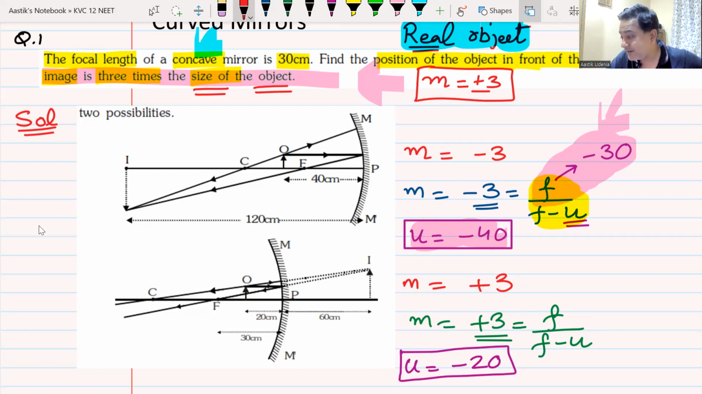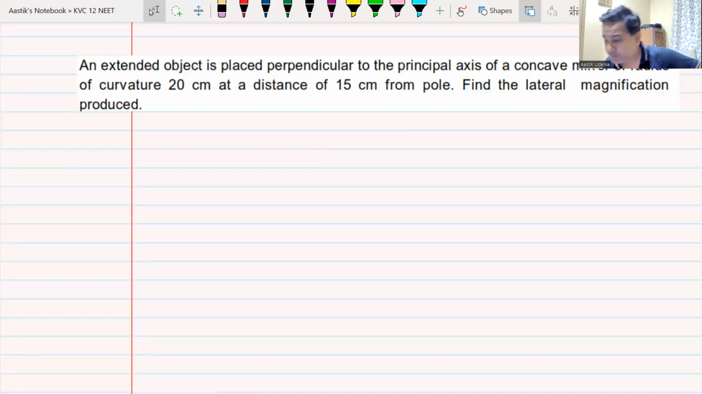And now I hope that this question, and incidentally, I think this is a question from your sheet, your module. I guess this is question number 17 from your module. This is a solved example that we are doing. Anyways, for me it is question number 2. An extended object is placed perpendicular to the principal axis of a concave mirror of radius of curvature 20 centimeters at a distance of 15 centimeters from the pole.